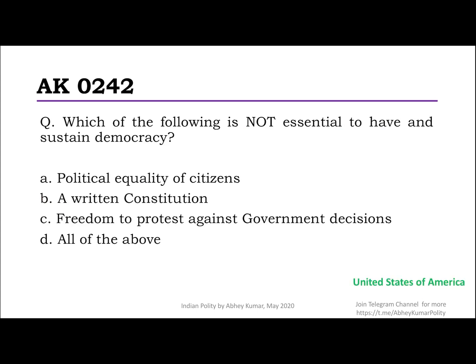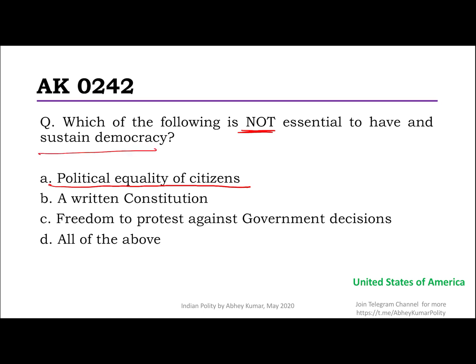Next question is, which of the following is not essential to have and sustain a democracy? A very interesting question, I find, and a lot of you did get it right, but I see a lot of confusion also remains. For example, this first provision which says political equality of citizens. Now, a lot of argument can be said that, oh, political equality many years ago was not there in UK or America, and they still were a democracy.